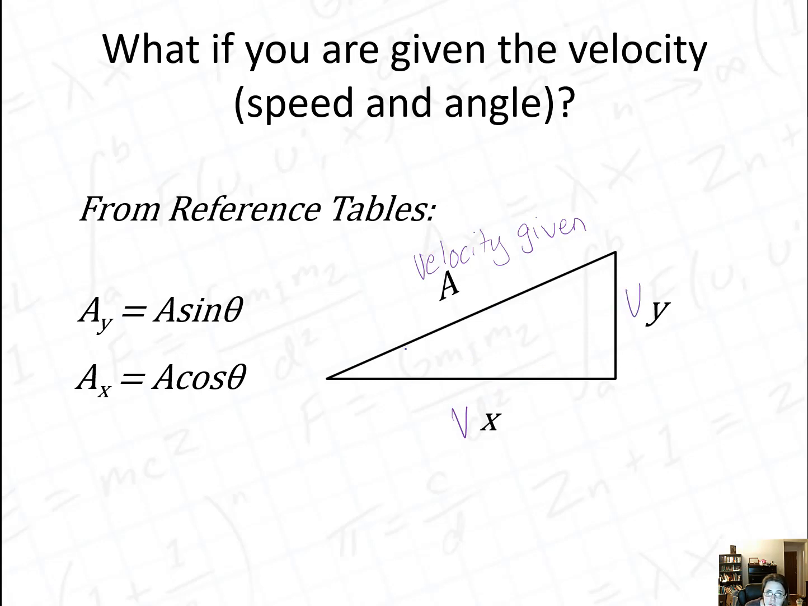And you would just use SOHCAHTOA. You're given this in the reference table, but you can also use SOHCAHTOA. This is your angle. So it's opposite over hypotenuse, and that's a sine theta, and then a cosine theta in order to find these parts.